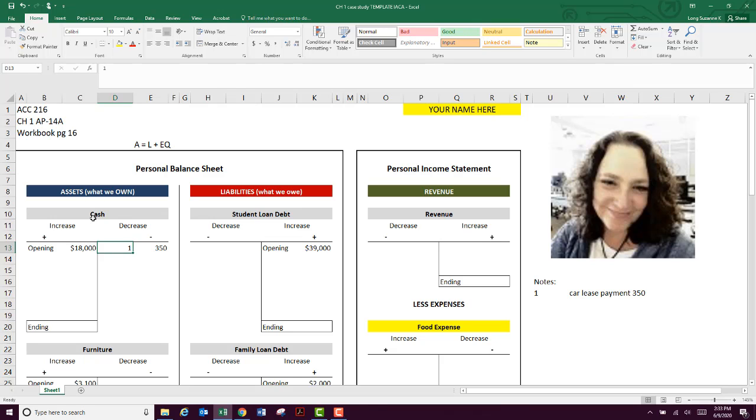Also, note that cash is not necessarily like Breaking Bad, you know, a duffel bag full of $18,000 in bills. No. Cash is like your bank accounts, like your checking account, your savings account, whatever you've got at the bank, those kind of accounts. Generally, it's going to be checking. So cash is like your bank accounts. Okay, so we had 18,000. Man, this person is like loaded. So we had 18,000 and we're paying $350 for this car lease payment.